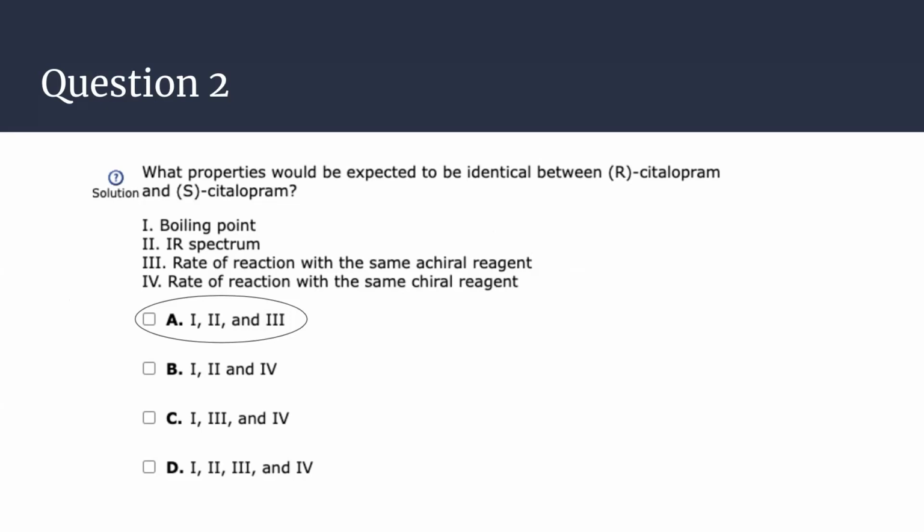Is what true for all enantiomers? It is true that enantiomers have the same boiling point and the same IR spectrum, yes. The rate of reaction with the chiral reagent? Yes, that should be true. Or no, the achiral, because they wouldn't have the same reaction with the same chiral reagent just because they're enantiomers, so they have different stereocenters, so they would react differently with the achiral reagent. Let me know if that makes sense.